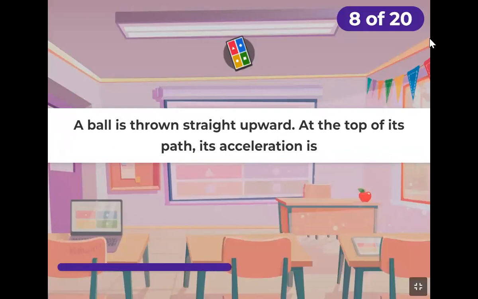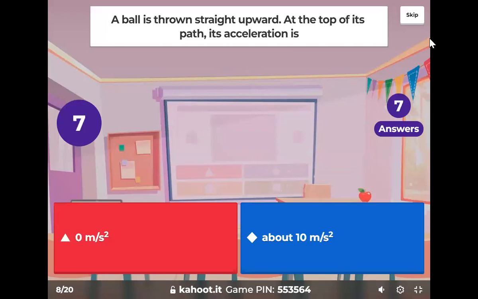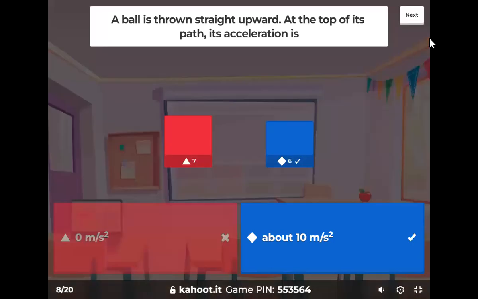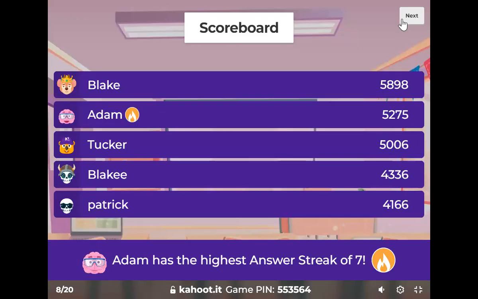Same scenario. At the top of its path, its acceleration is 10 meters per second squared. Guys, if you throw a ball straight upward, as soon as it leaves your hand, is it under the influence of gravity? Yep, it's in free fall. Then it reaches the maximum height, and then it comes back down. From the point that you release it to the point that you catch it, is it always accelerating down at 10 meters per second squared? Yep, sure is. The acceleration is free fall.